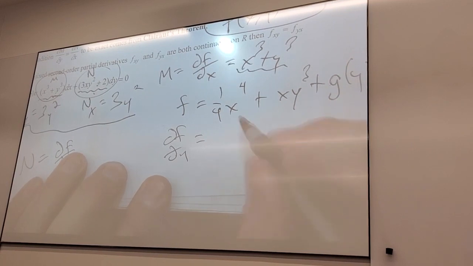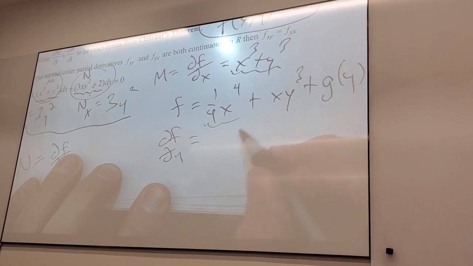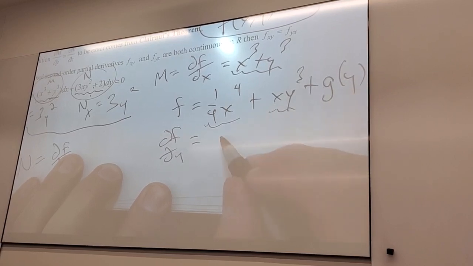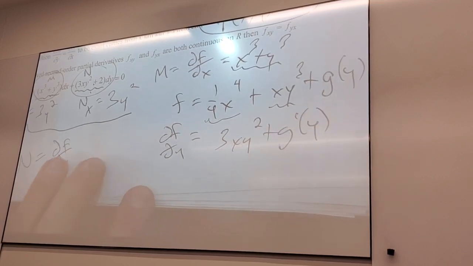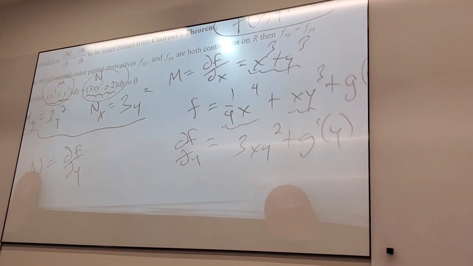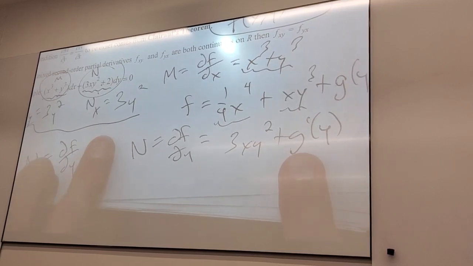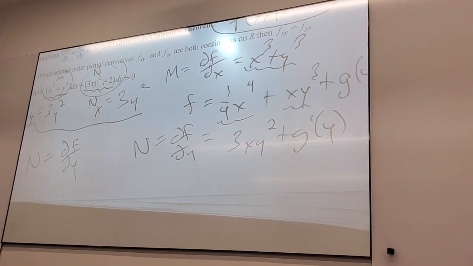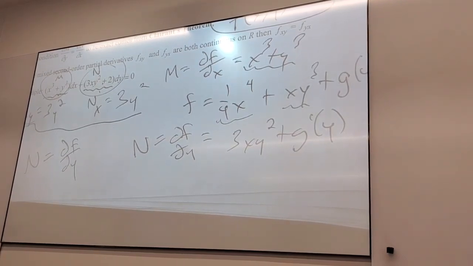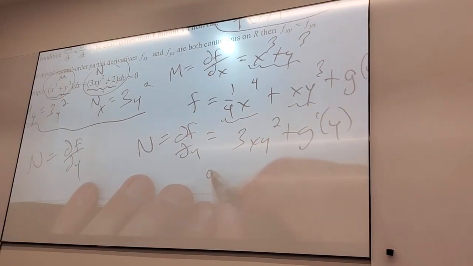So what is the partial with respect to y? This piece dies. This piece becomes 3xy squared. And of course, this piece is just g prime of y. Now comparing N, because that's what this is, and this, what is g prime of y equal to? 2. Everybody see that? That's too nice to believe. So g prime of y is 2.